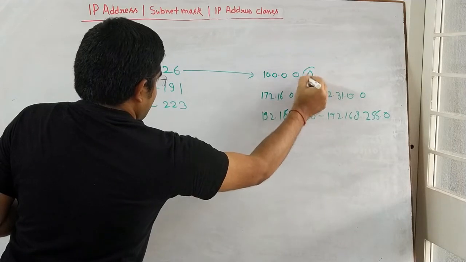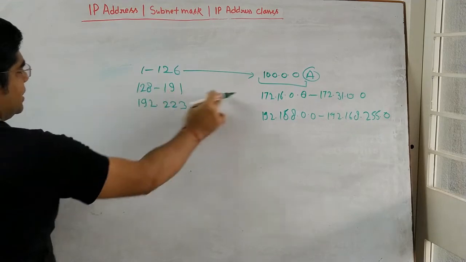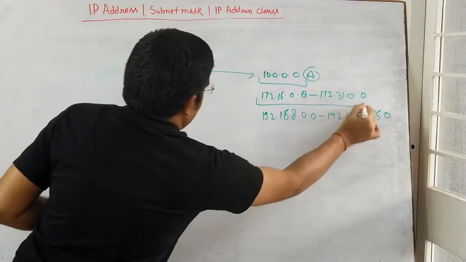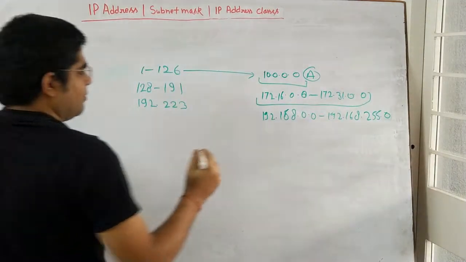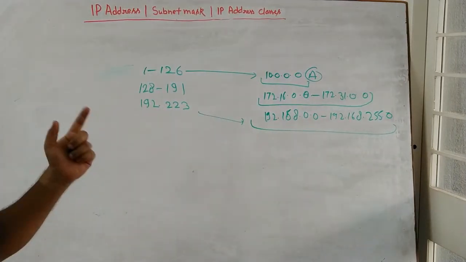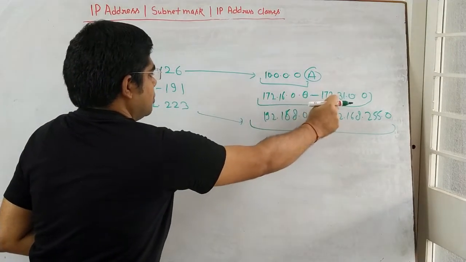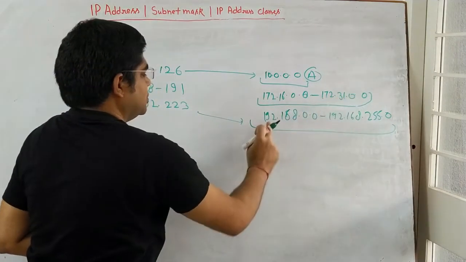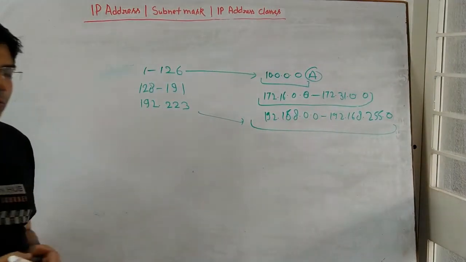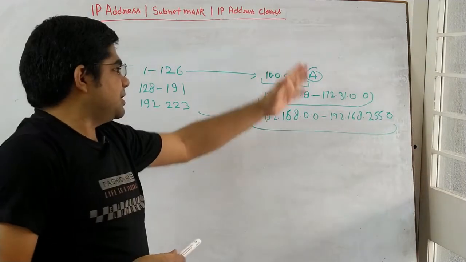From these classes, certain address pools will be used as private addresses, not as public. From class A it is 10.0.0.0, from class B 172.16.0.0 up to 172.31.0.0, and from class C 192.168.0.0 to 192.168.255.0. It means you cannot use these addresses as public.